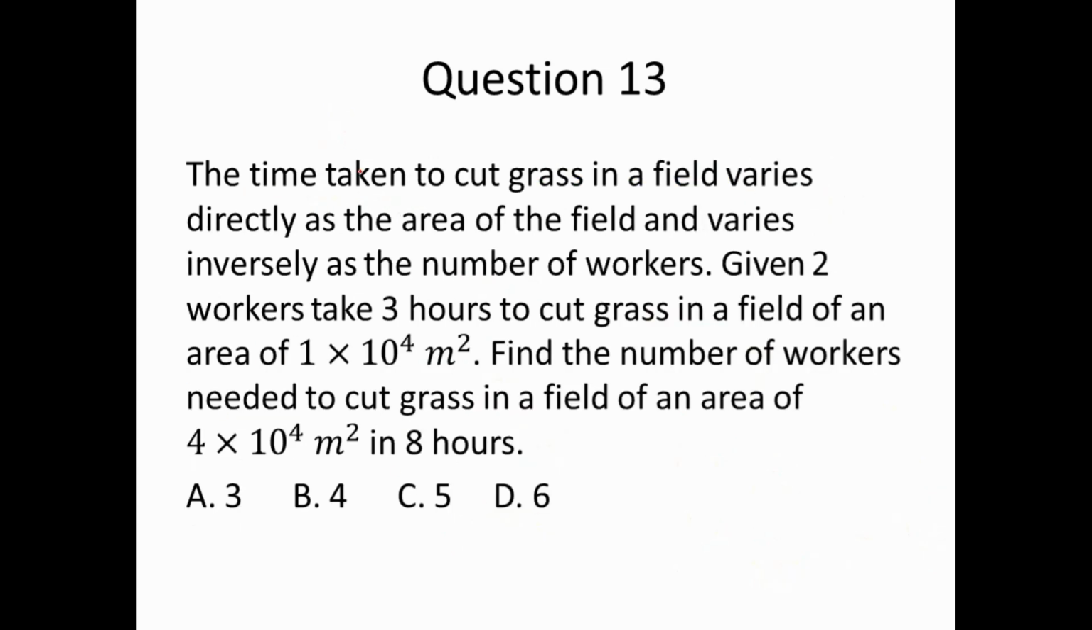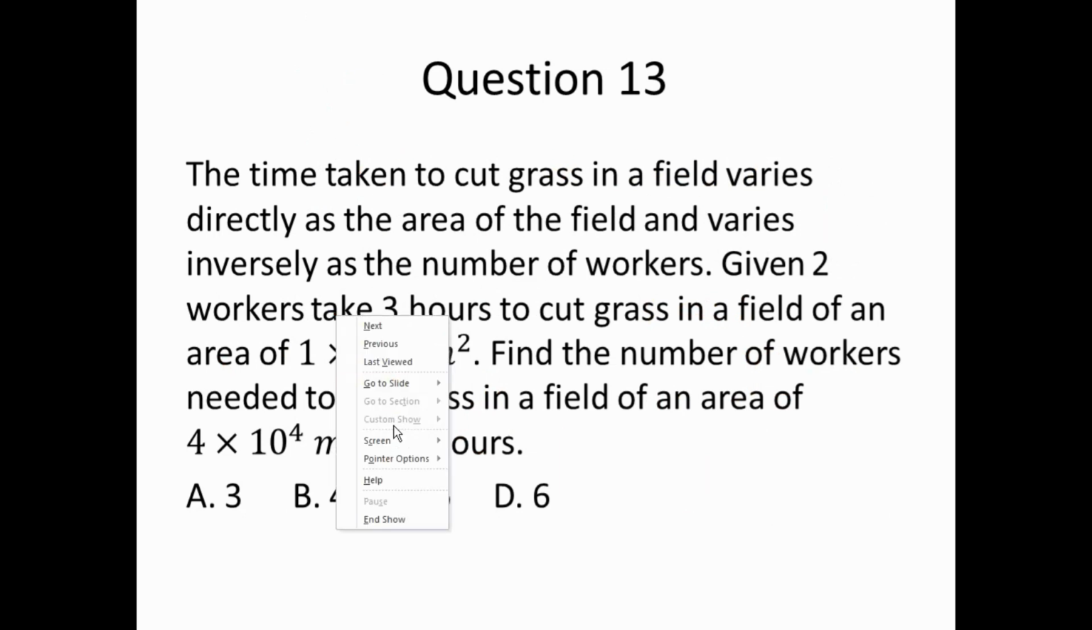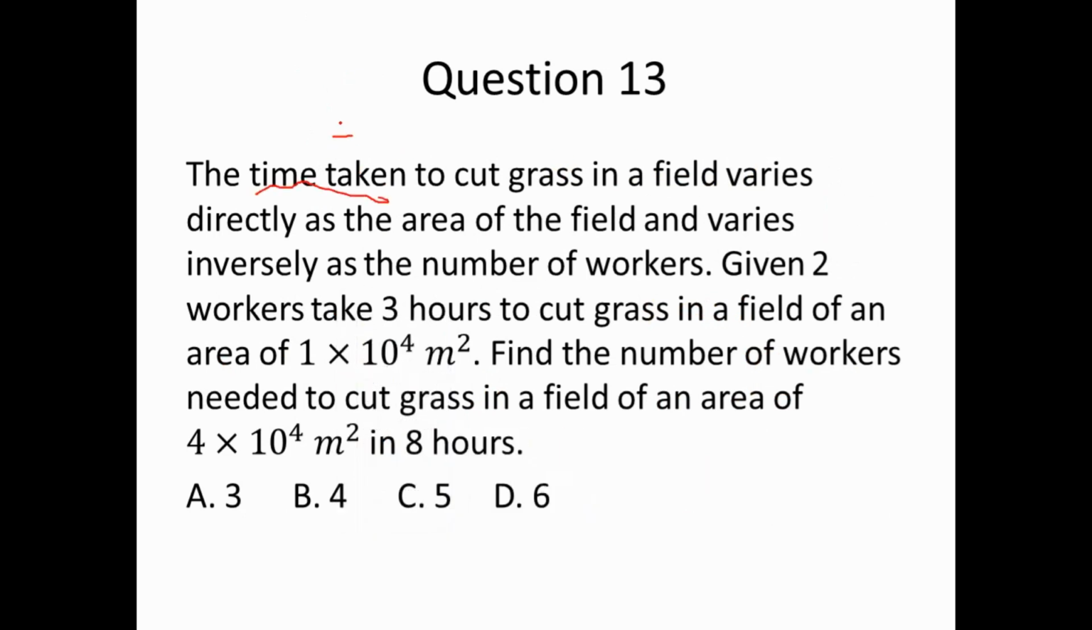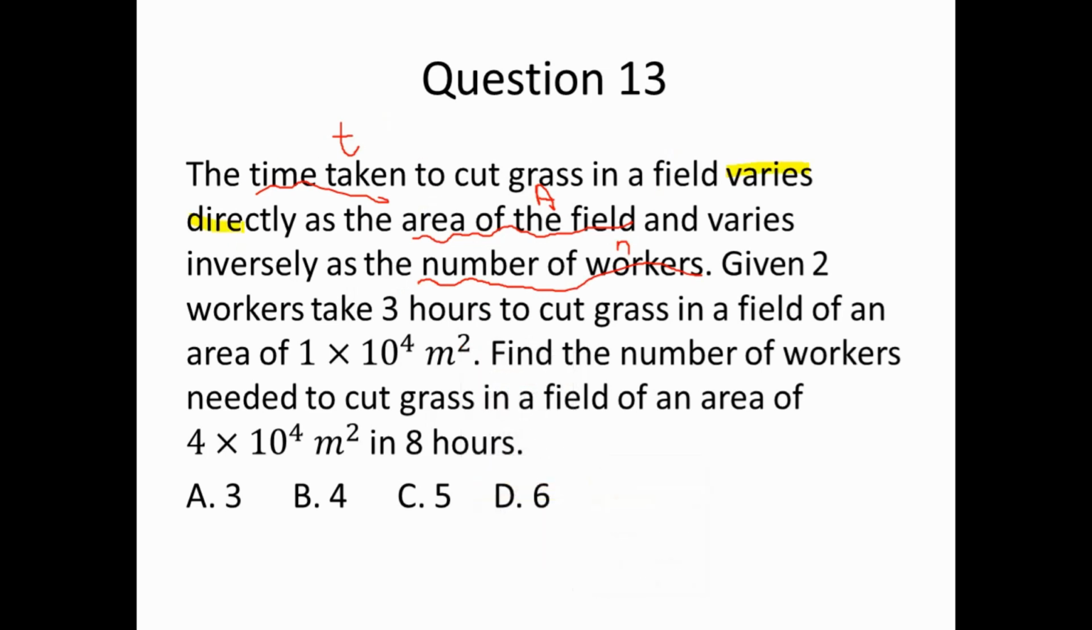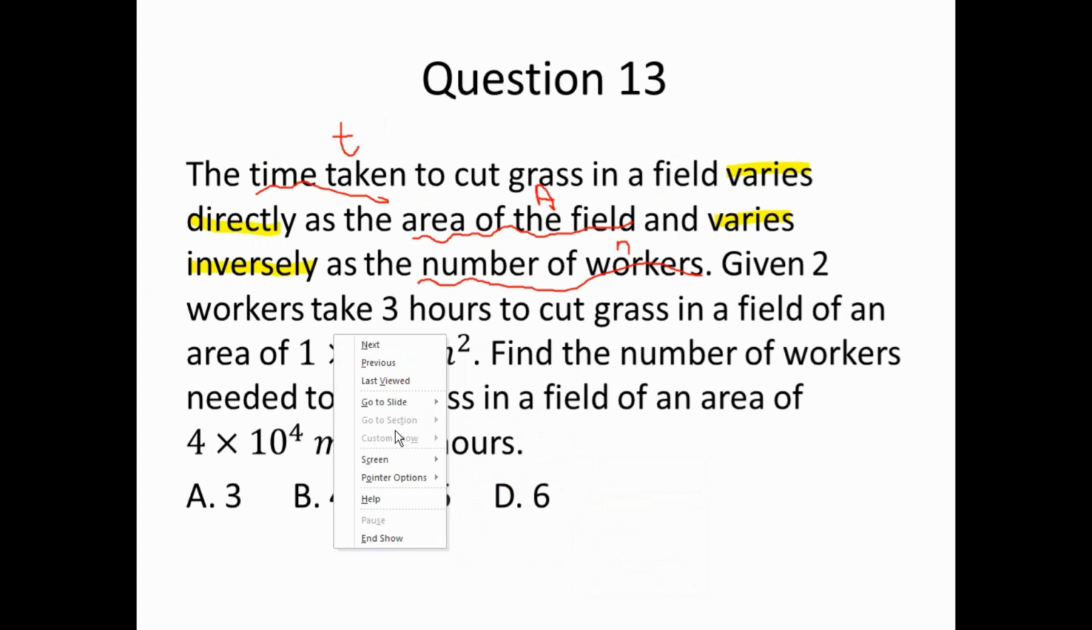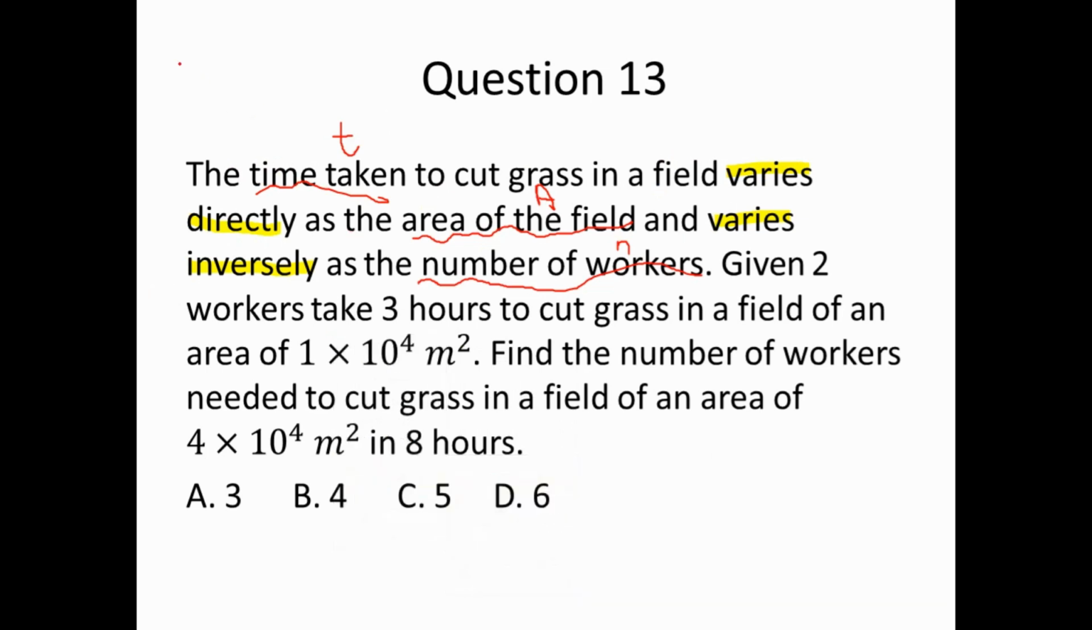Last question. The time taken to cut grass in a field varies directly. Let's say the time taken is T, the area of the field is A, and the number of workers is N. We highlight the keywords varies directly, varies inversely. After that we write the relation. So T varies directly as area A, and varies inversely, meaning over the number of workers N. So the equation is T equals kA over N. Find the value of k first.